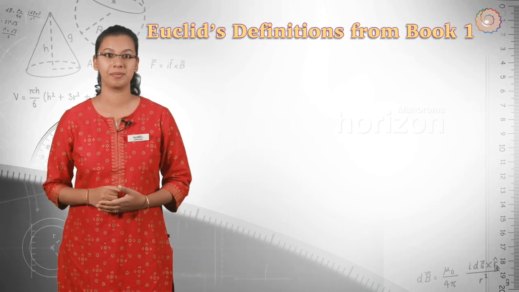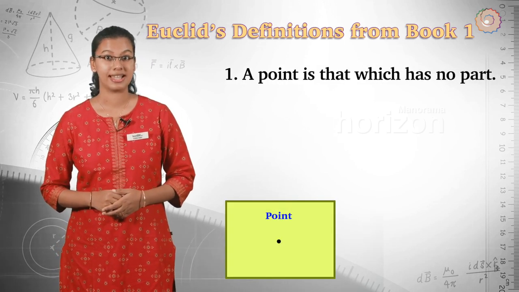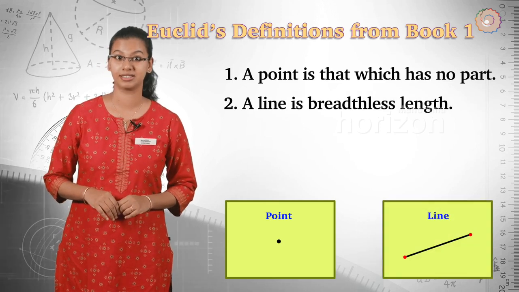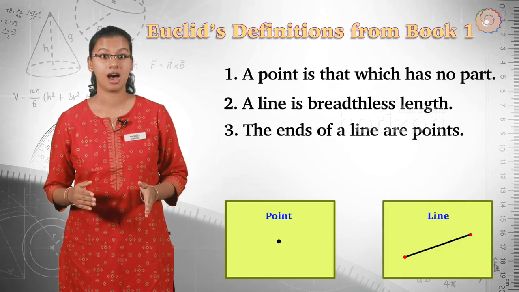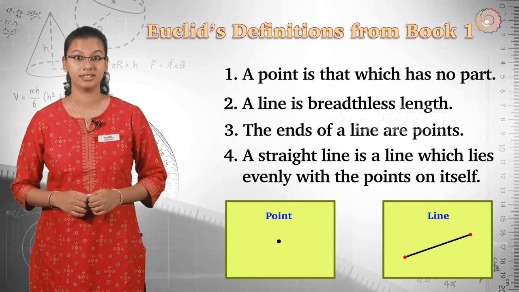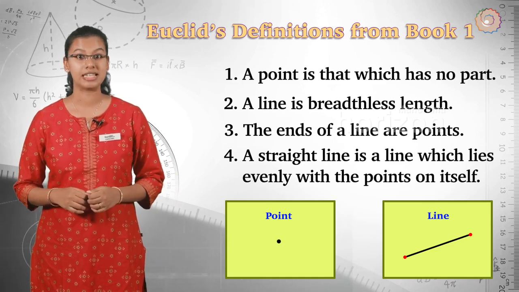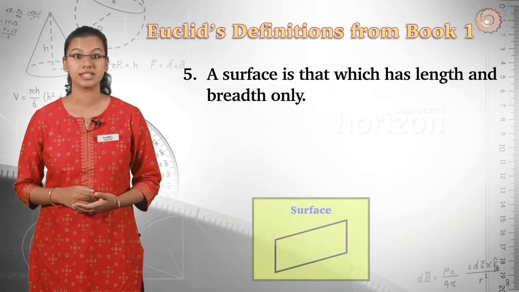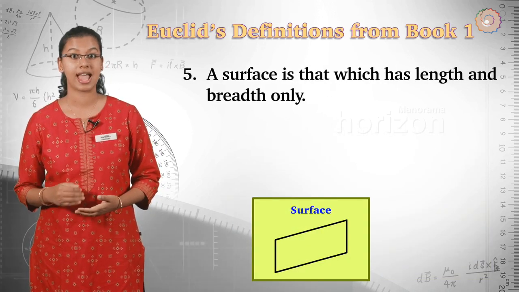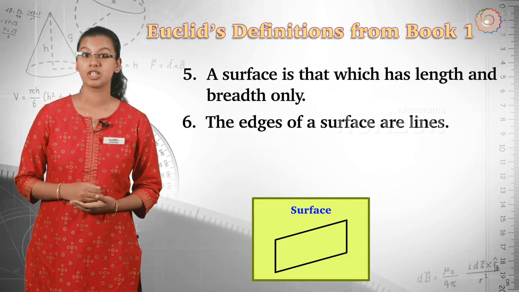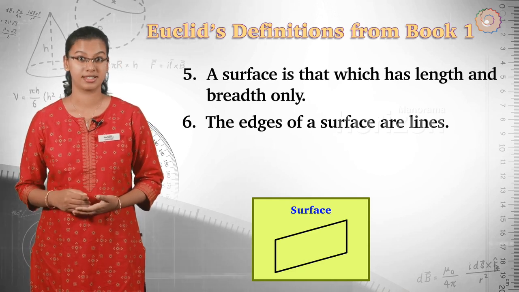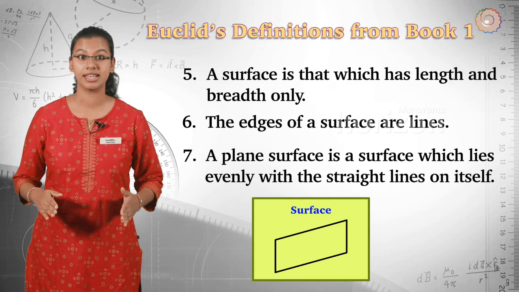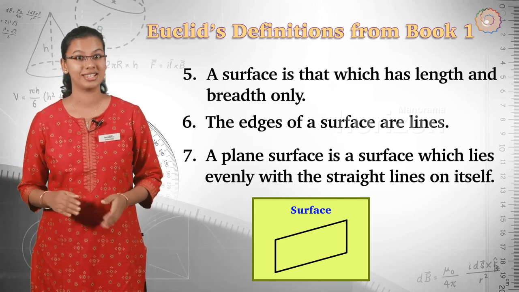Let's see a few of them. A point is that which has no part. A line is breadthless length. The ends of a line are points. A straight line is a line which lies evenly with the points on itself. A surface is that which has length and breadth only. The edges of a surface are lines. A plane surface is a surface which lies evenly with straight lines on itself.